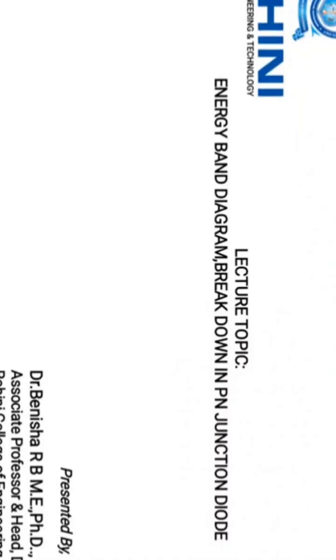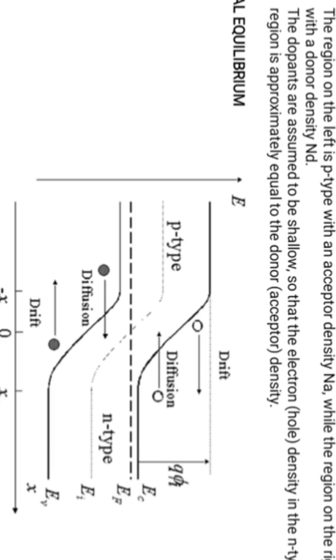In this video we are going to discuss the energy band diagram and the breakdown in the PN junction diode. So in this energy band diagram, the region on the left side is the p-type with the acceptor density, which we denote as Na, while the region on the right side is denoted as Nd, since it is the donor density. And here the dopants are assumed to be shallow, so that the electron density and the hole density are approximately equal, and there exists an energy gap which we take as the energy band diagram.